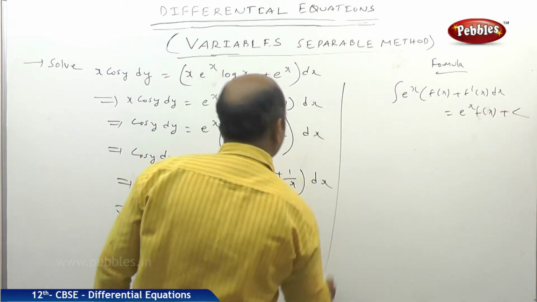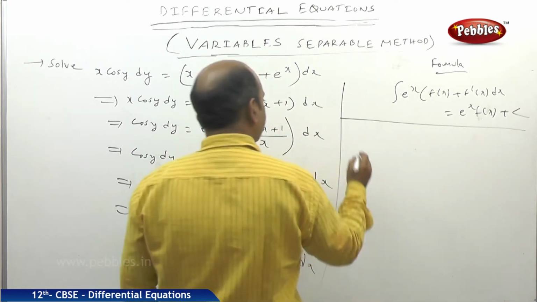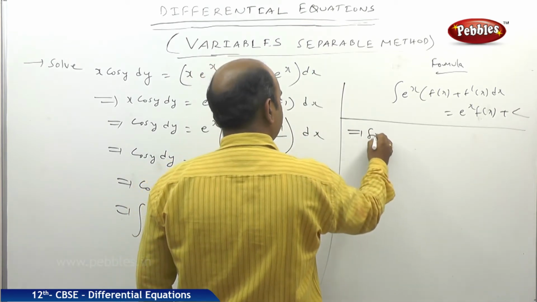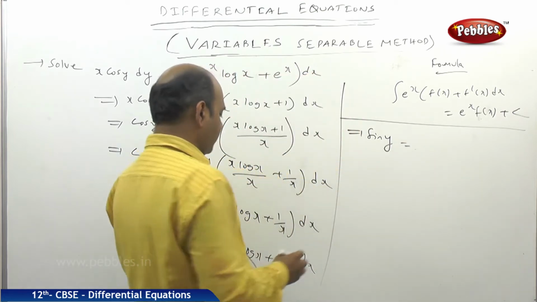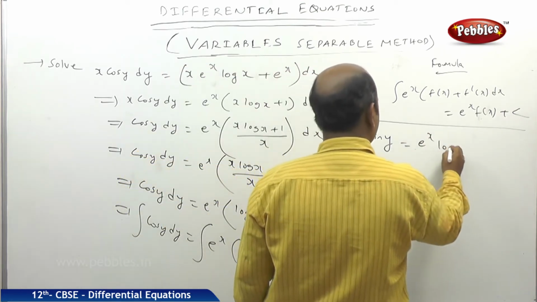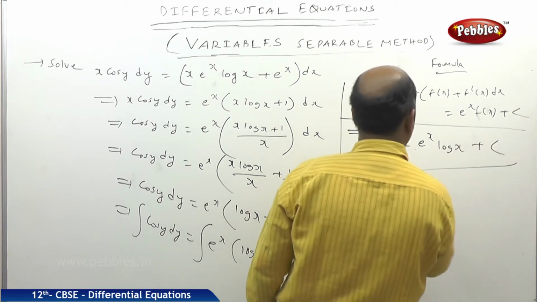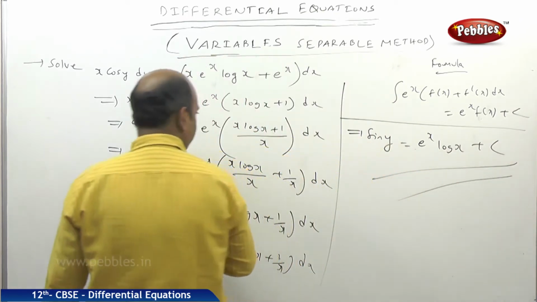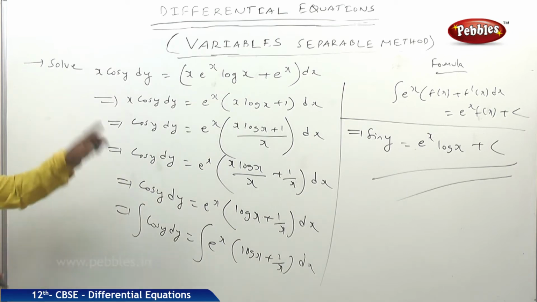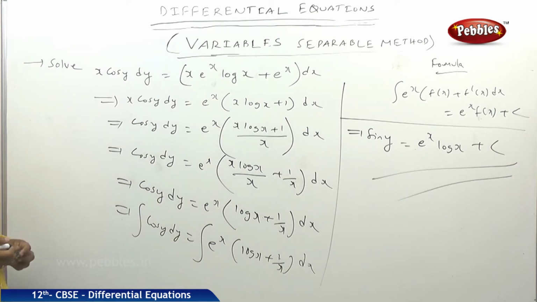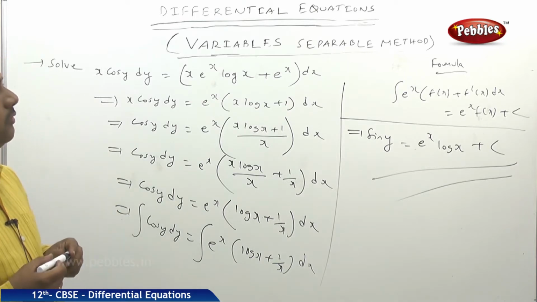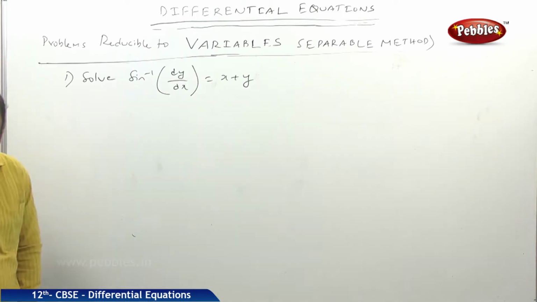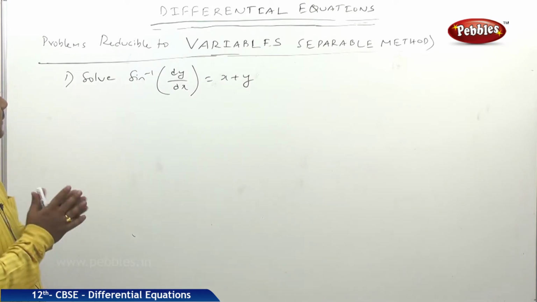So here, what happens finally to our problem? The integral of cos y means sin y is equal to, this becomes e^x log x + c. So this is the relation, and this relation is a solution to our differential equation. So the variable separable method is finished. Now up till now we have seen various kinds of problems based on the variable separable method.